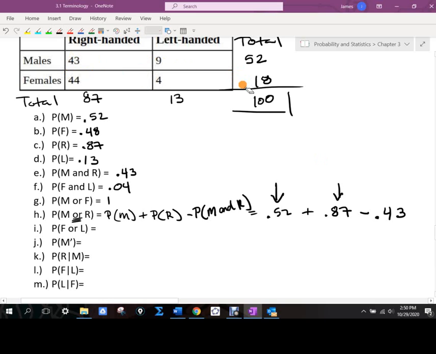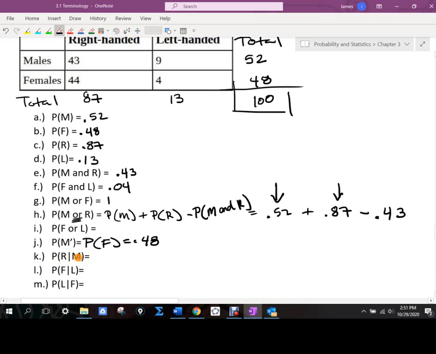What about, let's skip down. So this one would be the same thing, but they're just being female and left-handed. What's the probability of being M prime? What's the complement of being a male? Female. So it's 0.48, right?